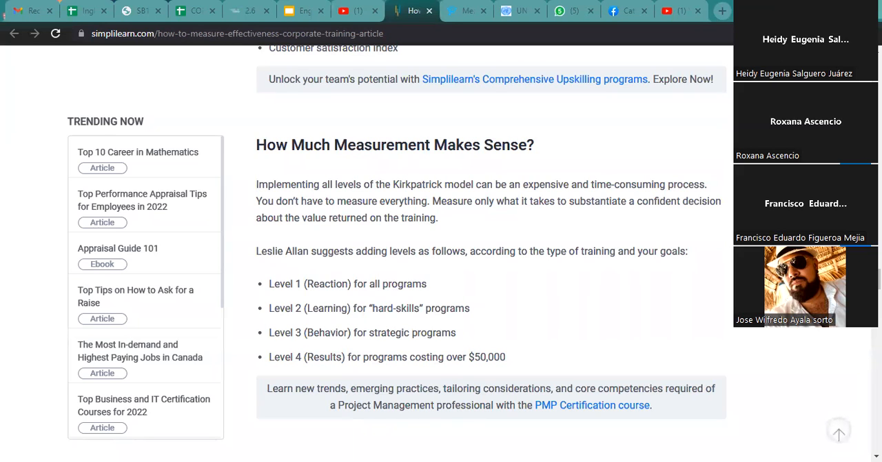I mean, maybe we don't need to measure everything for all the trainings, right? Because that is too expensive, because it's time consuming, because people need to go back to their jobs. So the suggestion is for level one, for reaction, you can do that for all the trainings. Every training can be measured at this level. And also they say that if they use that model, they have to be confident about that, because you don't want to inform the trainee about the value or the price of the training, because it's about sustaining a confident decision about the value return of training.